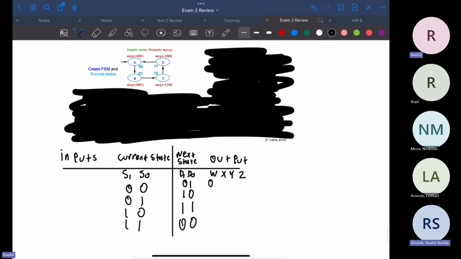So this is going to be 0 0 0 1, so this is going to be 0 0, this is going to be 0 0 1 1. It's going to be 1 0 0 0 1 1 0 0.